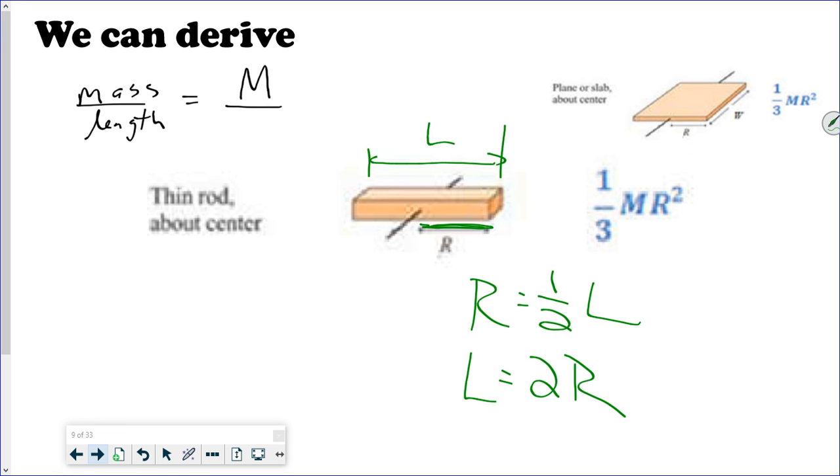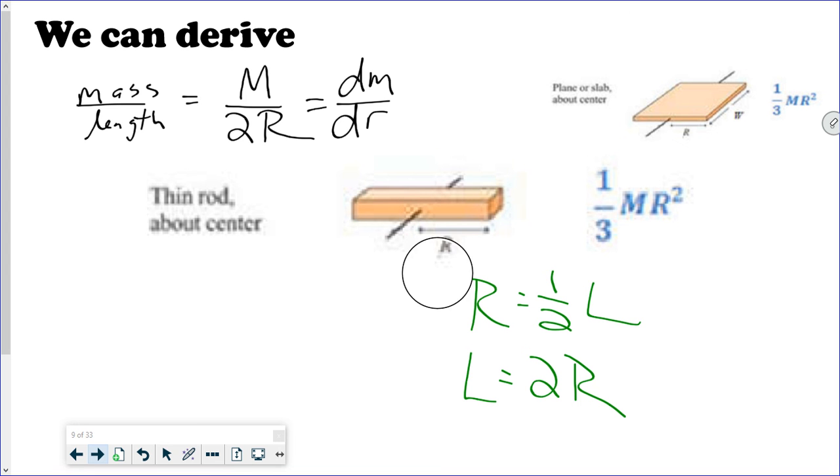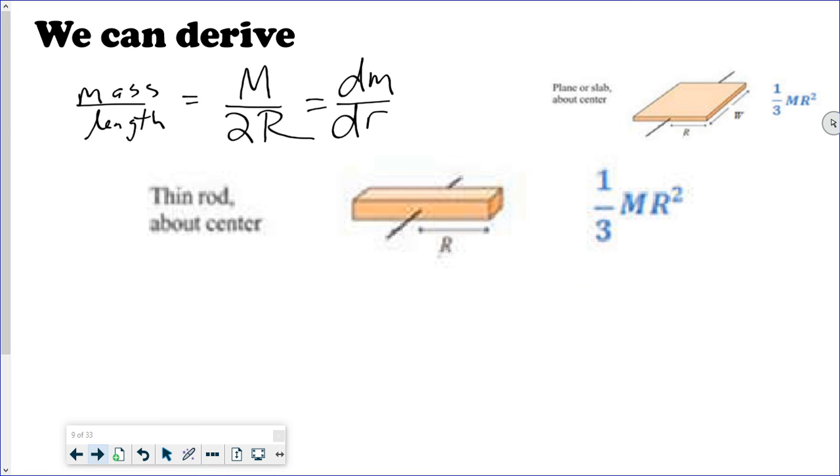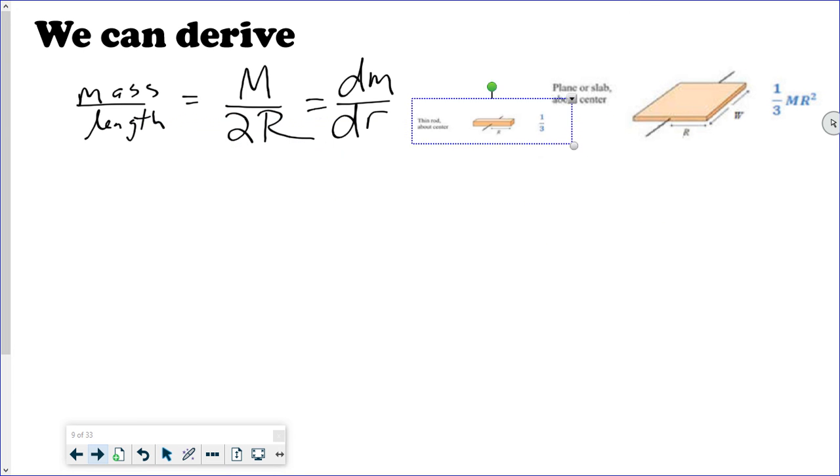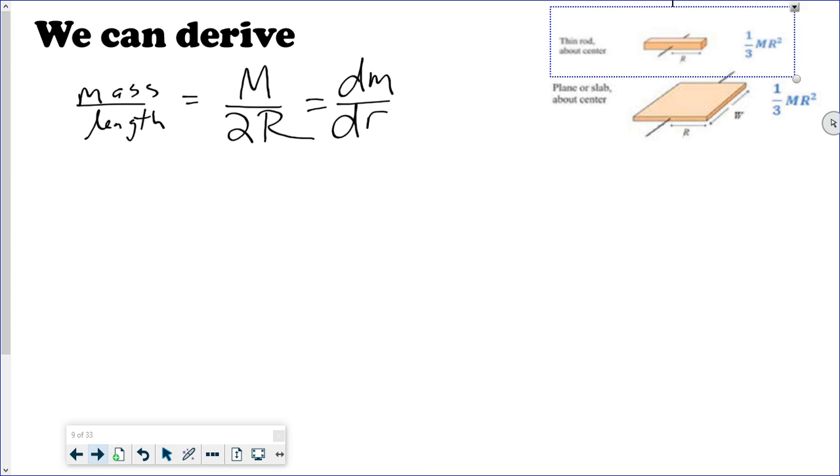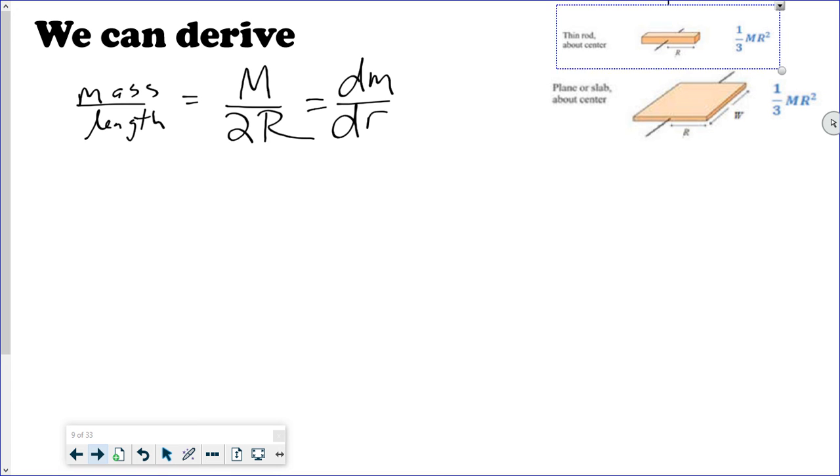Okay, so when I write mass per unit length, it's the mass of the whole thing divided by the length of the whole thing, right? Okay, and that's the same as if I did this. If I took my rod and broke it up into little chunks of length dr, then if I take the mass of each little chunk and divide it by the size of each little chunk, it buys me that equation. Okay, so that is our starting point for this derivation. All right, and let's move this guy back out of the way. We'll put it back up over here where it belongs with its friend. All right, and you'll notice the plane or slab about its center has the exact same feature, right?